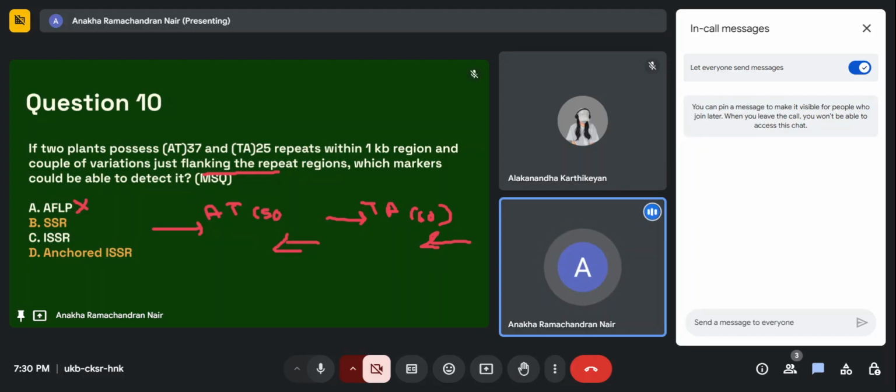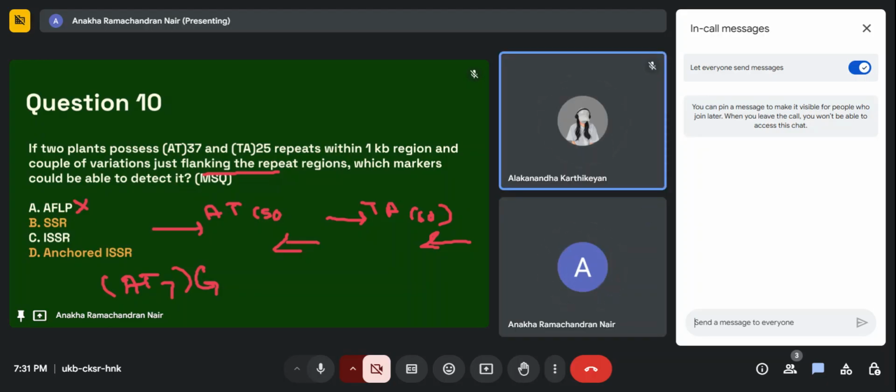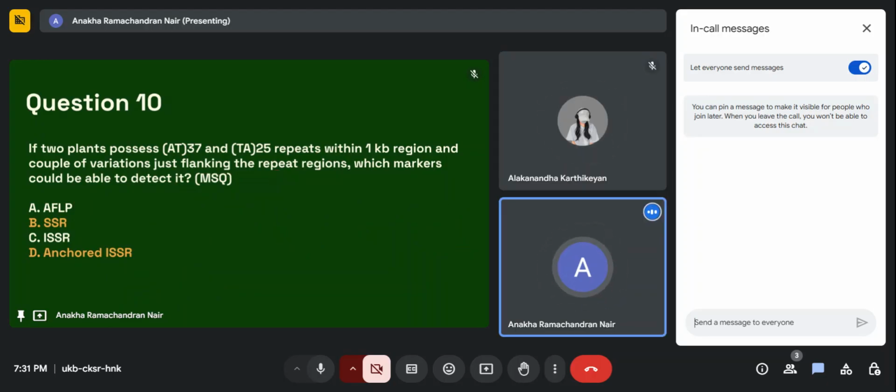In anchored ISSR, what happens is the primer that you're using, you will add an additional nucleotide to it, like a G, or some other nucleotide, to see if the flanking region has some variation or not. Got it? Yes. Yeah. So the correct answer in this case will be SSR and anchored ISSR.